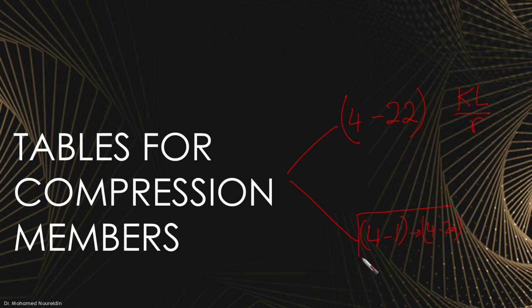These are the tables we call column load tables, and we are going to use KL here, the effective length. As I said, from the practical standpoint, commonly we are going to use the column load table first. However, 4-22 is available for us to use, and we are going to use it from time to time.